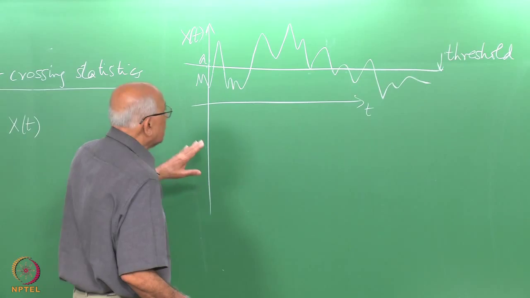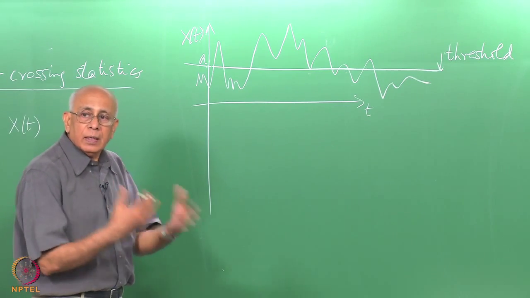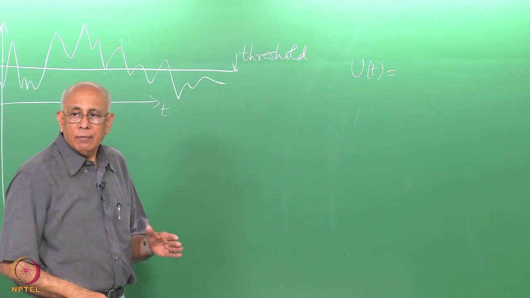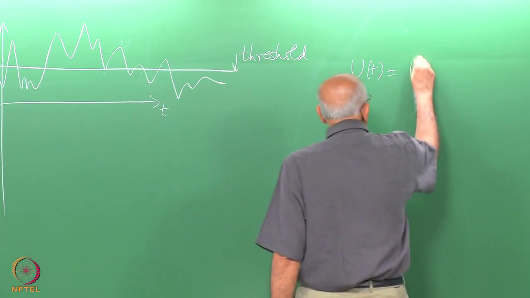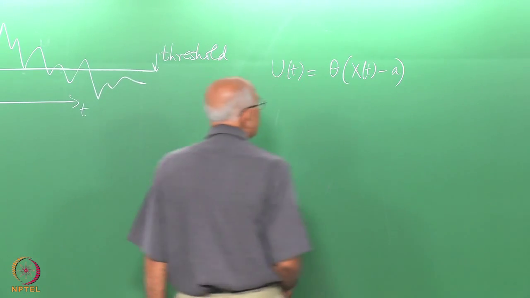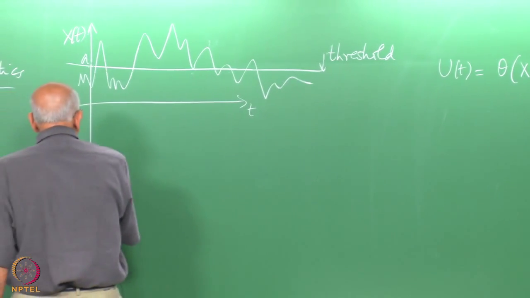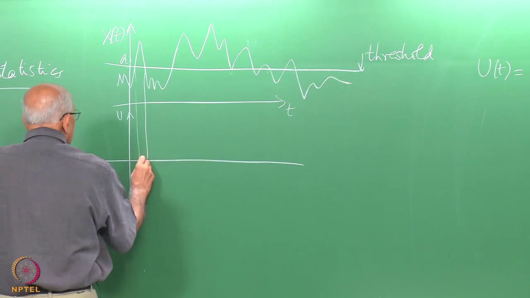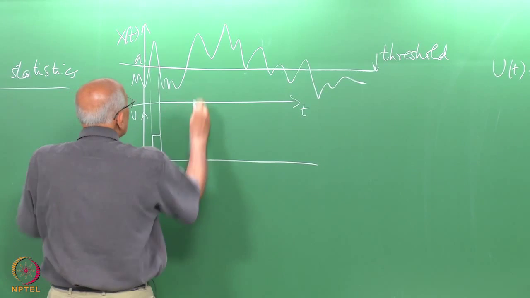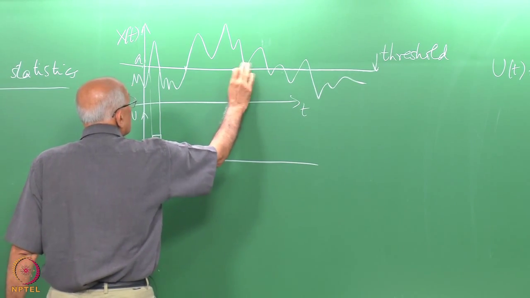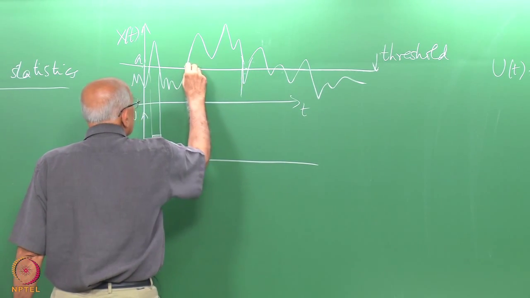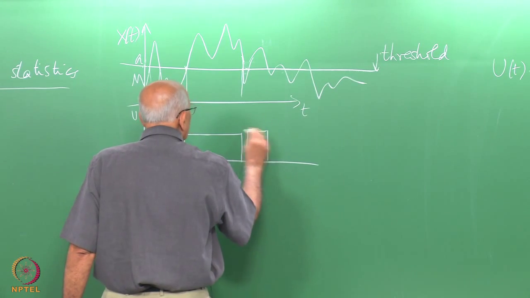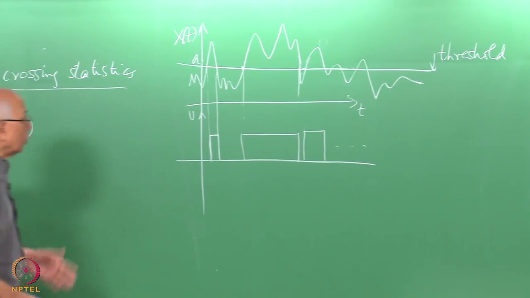For that purpose, the immediate thing to do is to define another random process. So let's call this process u of t, which is equal to 0 if x is below A and equal to 1 if x is above A. So u of t is theta of x of t minus A. And if I plot u on the same graph, schematically what happens is that in this interval, u is unity. It's up there, and then it remains 0 over this range. Over this range, it's again positive, so it goes like that. And then there is a piece here, and so on. So this is what u of t does, and this is unity here.